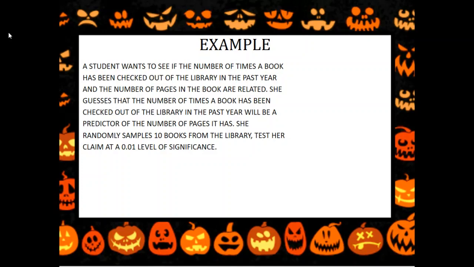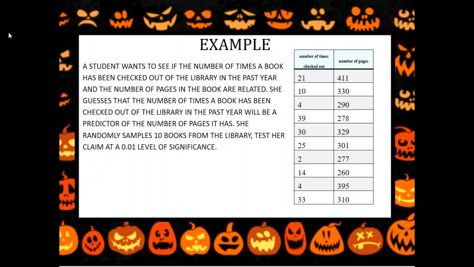So she randomly selects only 10 books from the library, and we want to try to test her claim at a 0.01 level of significance. So she picked 10 books, and this was her data. Okay, so the first column is the number of times the book was checked out in the past year. The second column is the number of pages in the book. So now, again, the way this is worded, her X value is the number of times it's been checked out.